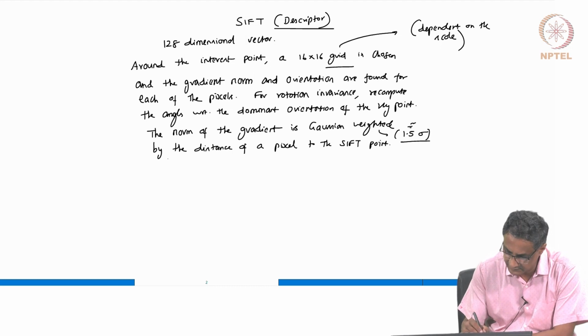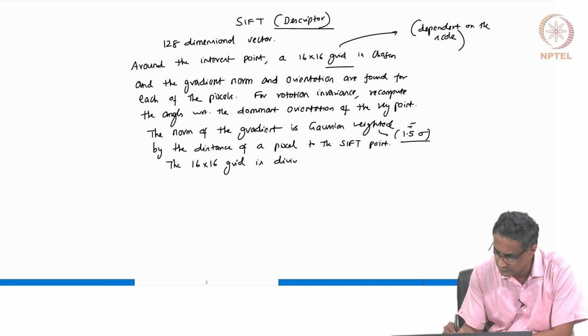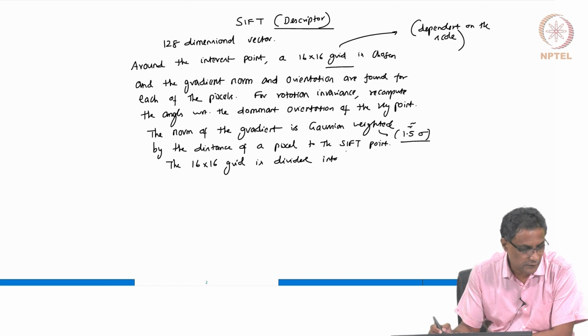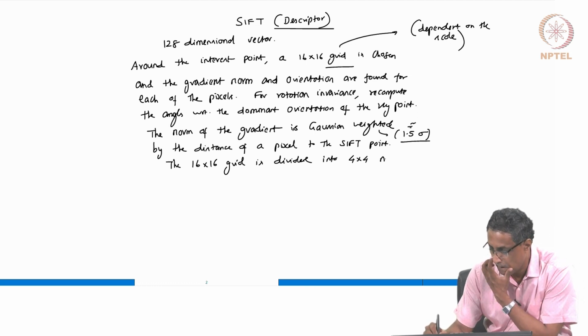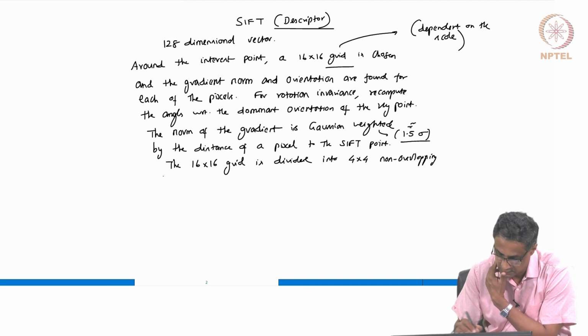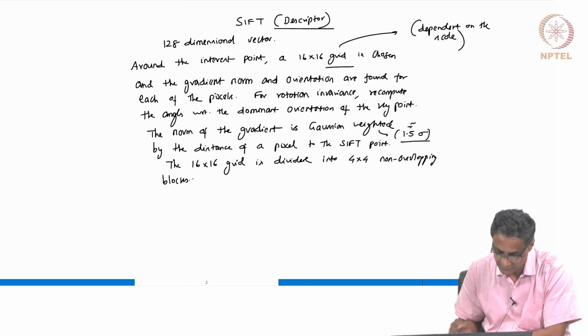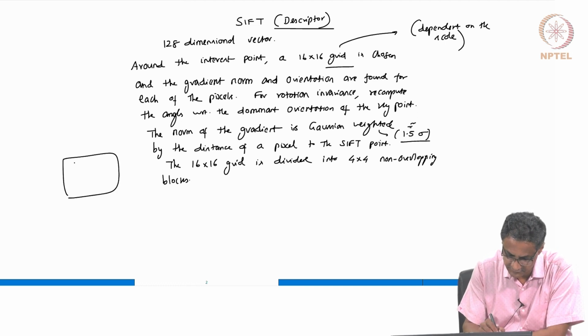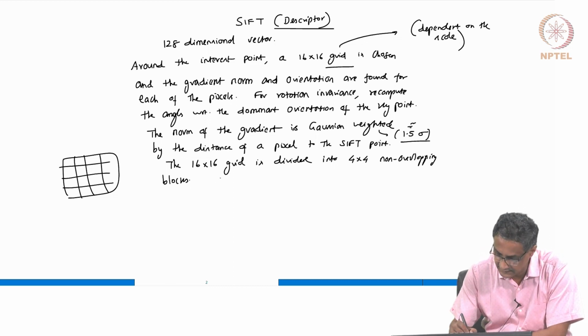The 16 cross 16 grid is then divided into 4 cross 4 non-overlapping blocks. So, it's like saying you have a 16 cross 16 grid, you divide it into 4 cross 4 non-overlapping blocks, and then compute an 8-bin histogram.